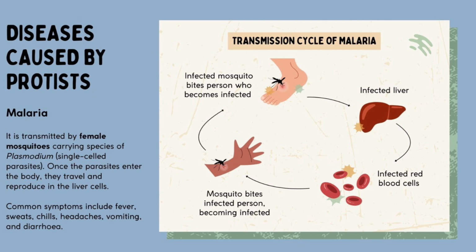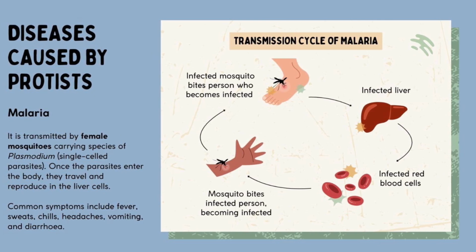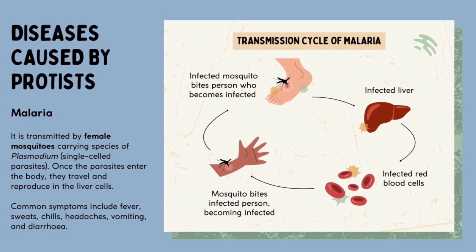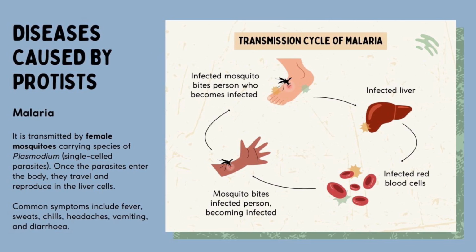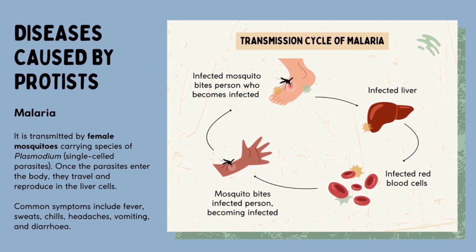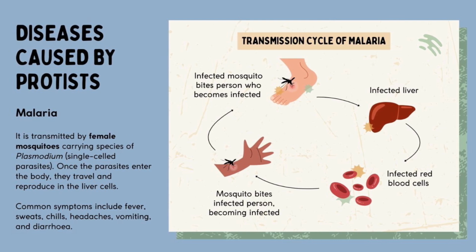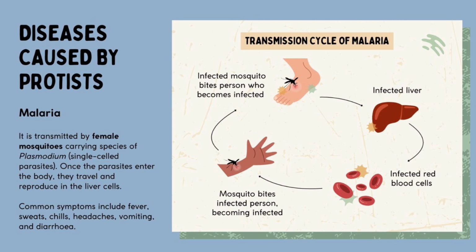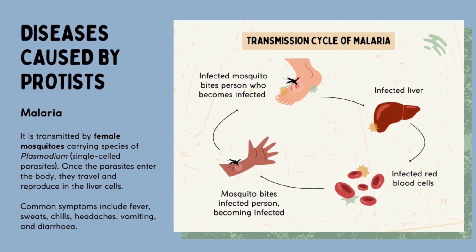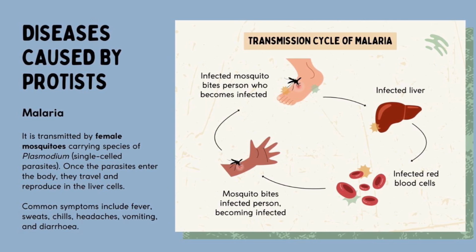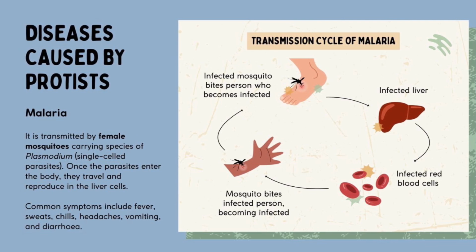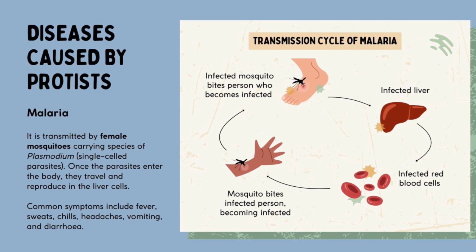Diseases caused by protists. Malaria. It is transmitted by female mosquitoes carrying species of Plasmodium, single-celled parasites. Once the parasites enter the body, they travel and reproduce in the liver cells. Some common symptoms include fever, sweats, chills, headaches, vomiting, and diarrhea.